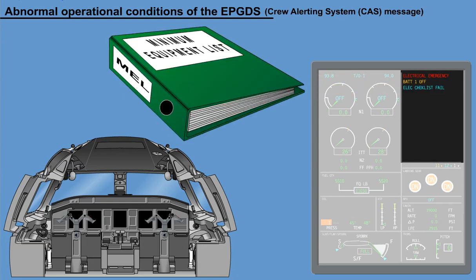To ensure sufficient redundancy exists during dispatch per minimum equipment list rules, backup secondary controllers have appropriate logic for supporting the generation of necessary CAS messages.